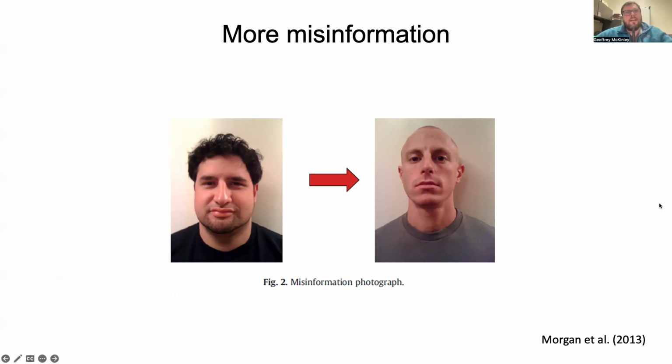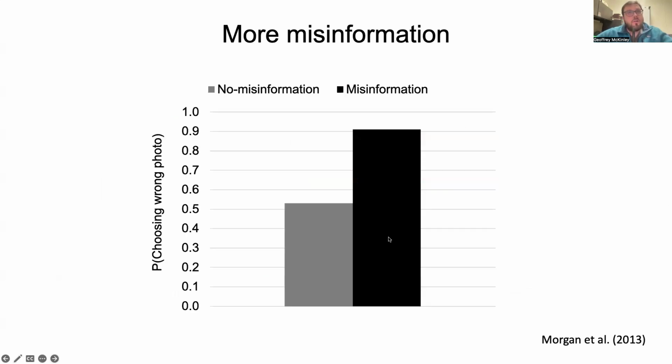And what they found is, not surprisingly, well, let's start off with the no misinformation condition. This is a very traumatic event, so maybe they don't even really encode the face that much. They're so stressed out. And what they found was that participants in the no misinformation condition were about 53% likely to choose the wrong person. However, interestingly, the misinformation group were about 90%, 91% likely to choose that person, the wrong person, right?